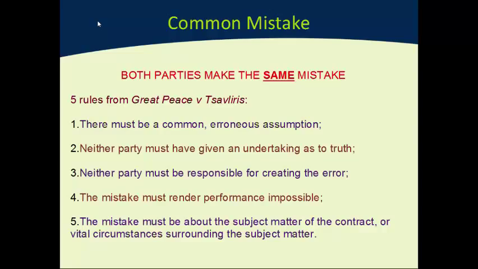Finally, the mistake must be about the subject matter of the contract or vital circumstances surrounding the contract, surrounding the subject matter. What's a vital circumstance? Well, this is really something that is going to have to be tested on the facts of each case. But if it's too remote, if it's really not that important, it's not going to result in there being a common mistake. It's not going to result in there being a harm for which the court will intervene with a remedy.